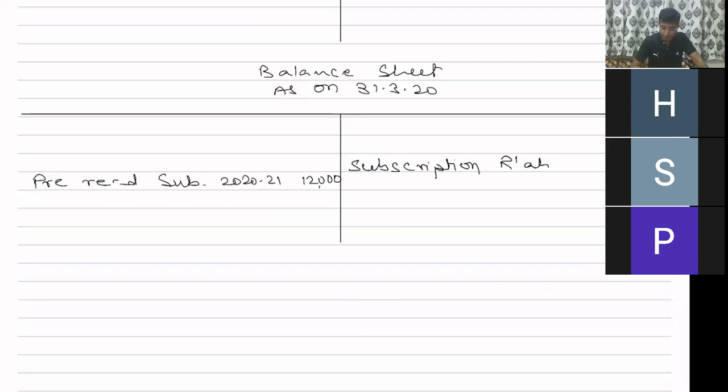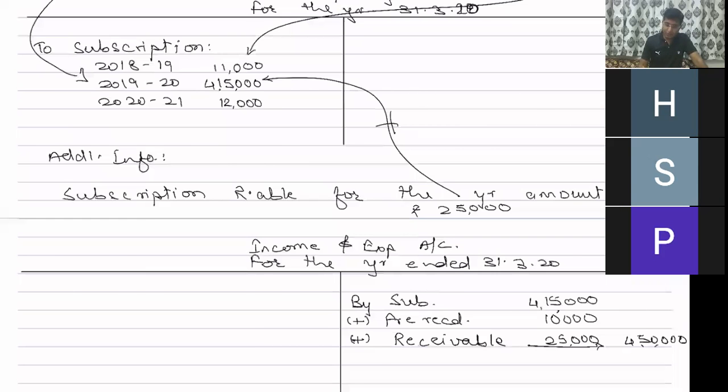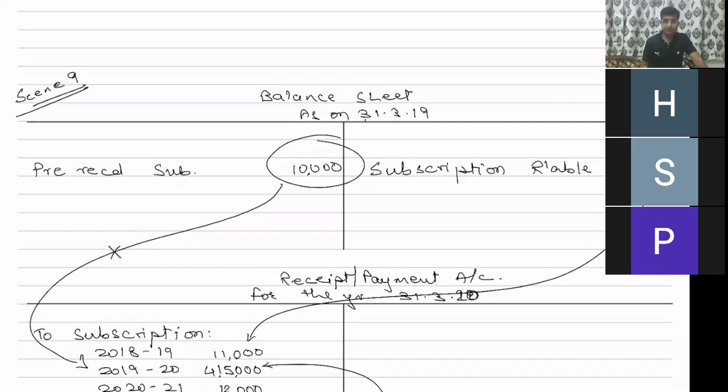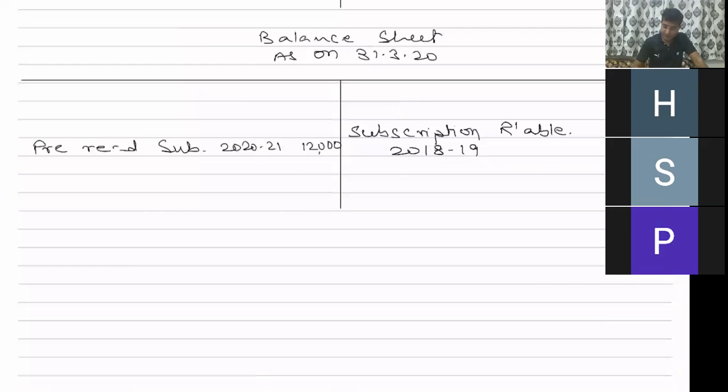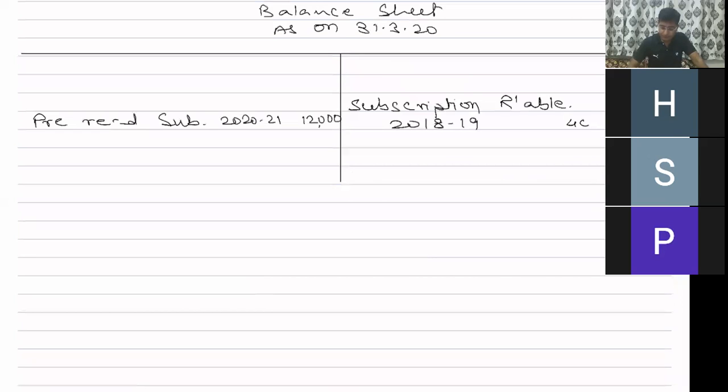In that, 2018-19. From where did I get this 2018-19? Opening balance sheet showed receivable as 15,000. My receipt and payment account showed 11,000 received out of that. That means 4,000 is still receivable against that or not? 4,000. And for 2019-20, which is given to us in the additional information, this is exactly same as what you do in your 12th standard, 25,000. So my total subscription receivable will be 29,000.